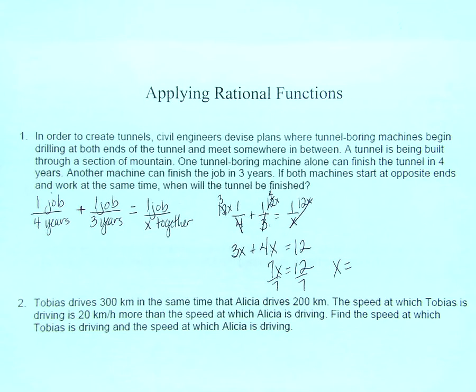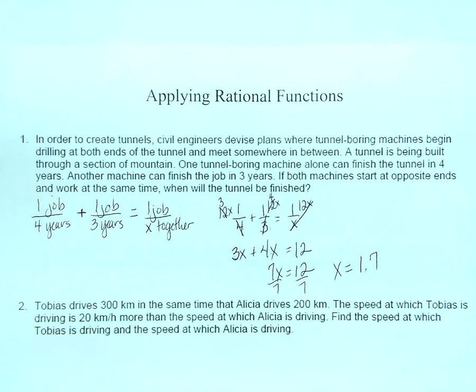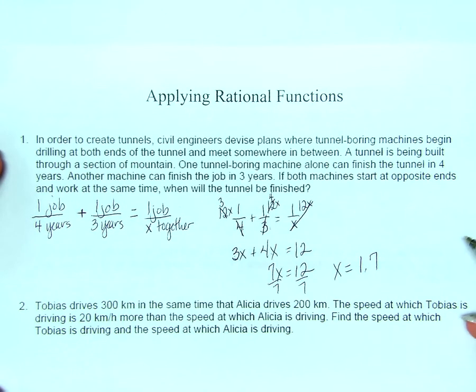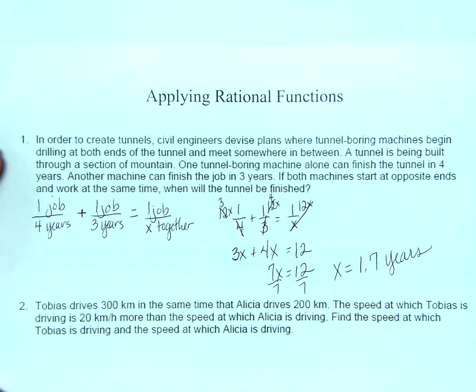Do you remember we had a conversation, especially the last 2 days, where we said sometimes 12 over 7 is perfect, sometimes 1.7 is perfect. It depends on the situation. What does it need to be in this situation? Why does it have to be 1.7 in this situation? 12/7 of a year doesn't really make any sense, does it? 1.7 years makes sense. Now, is that our answer?